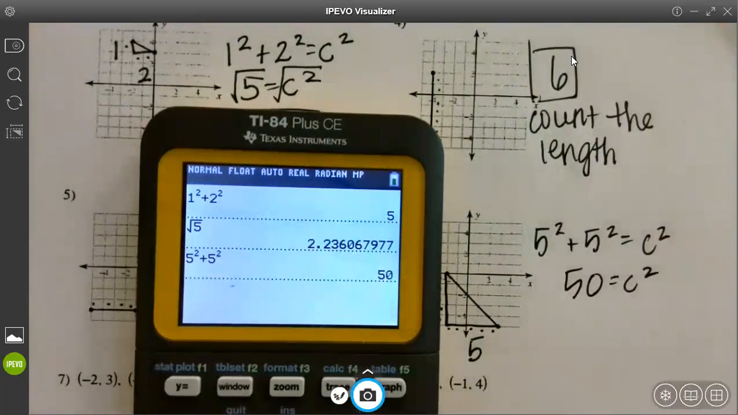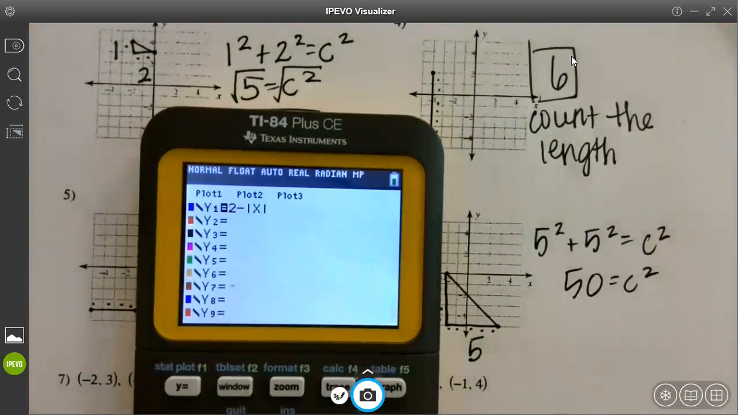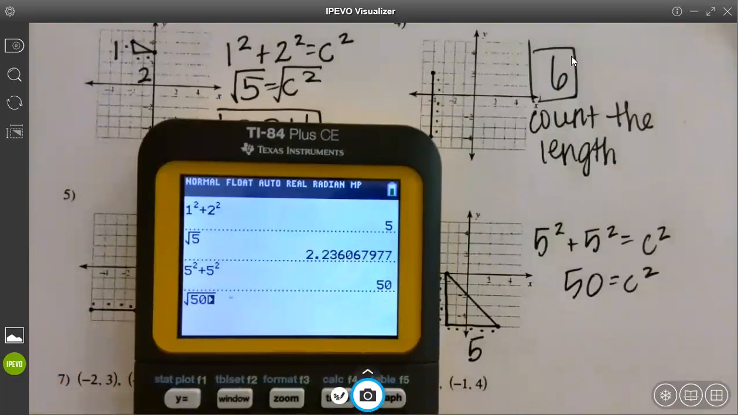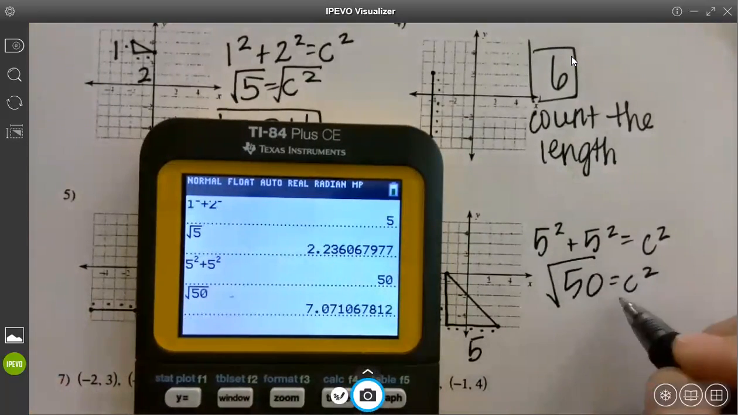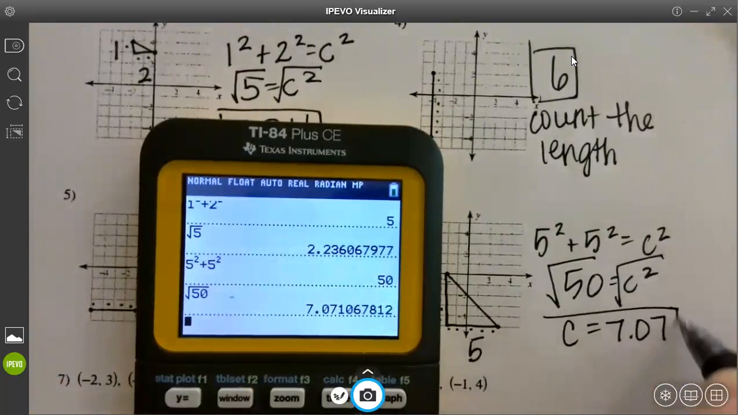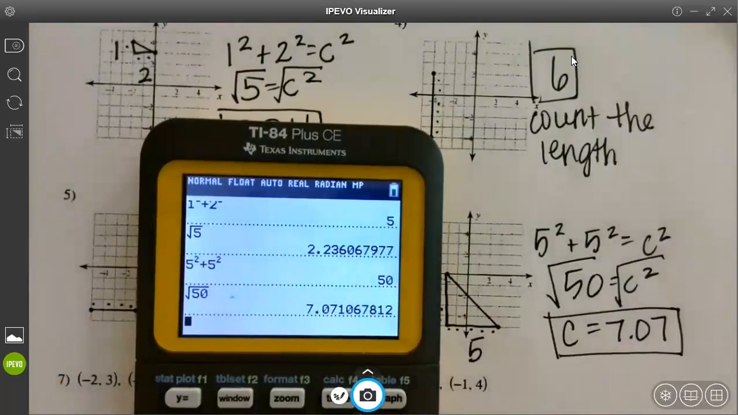You get 50 equals c squared. And then take the square root of 50. And we get c equals 7.07. That's it.